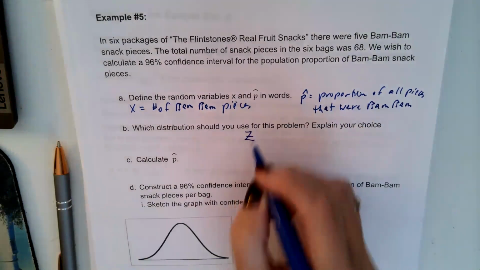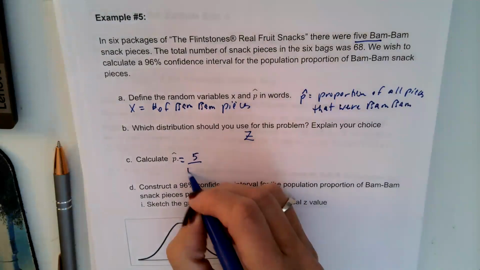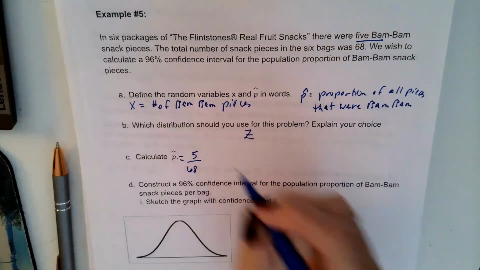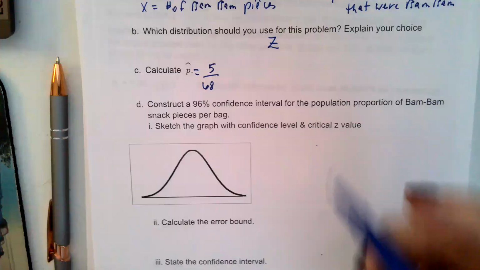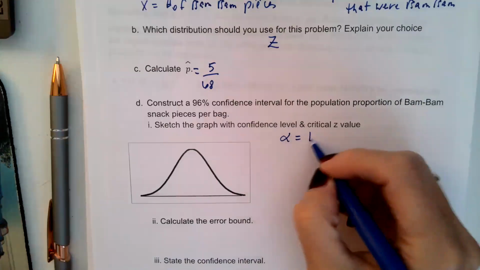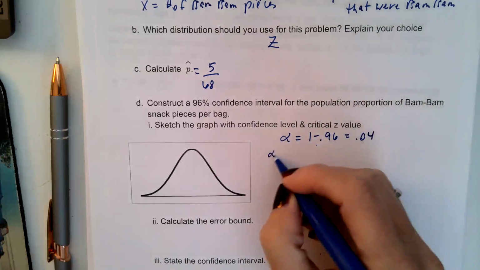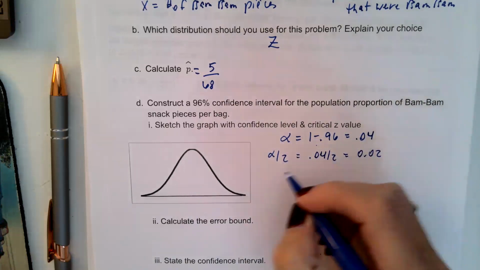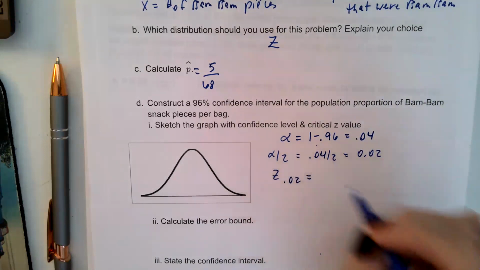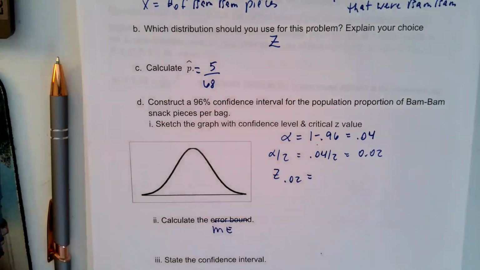And we're using the Z distribution. My P hat is the 5 that were Bam Bam out of 68 pieces that were total in all the bags. We want a 96% confidence interval this time, so we're jazzing it up a little bit here. So my alpha is 1 minus 0.96 or 0.04. My alpha divided by 2 is 0.02. So I need a critical value for Z of 0.02. And we're going to go ahead and use the computer program to find that.